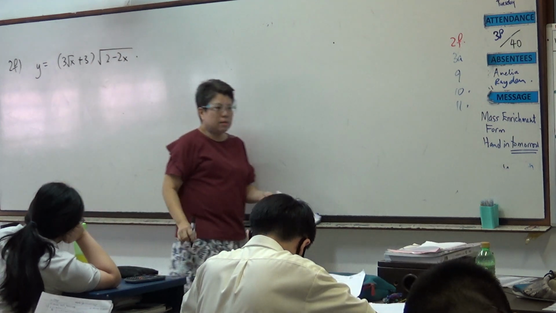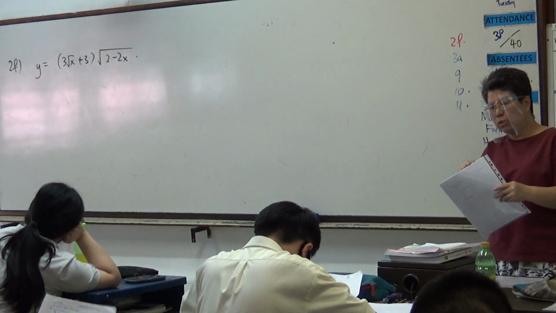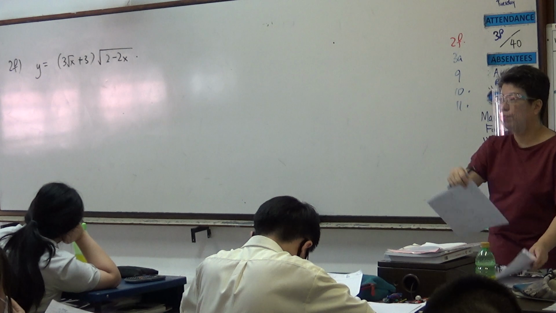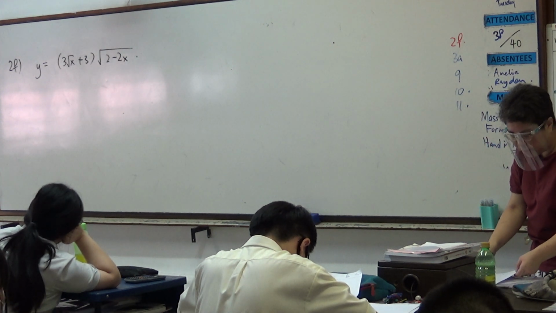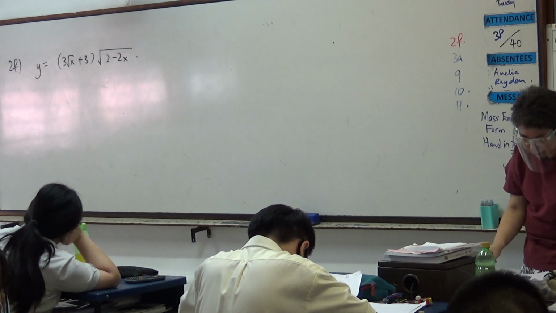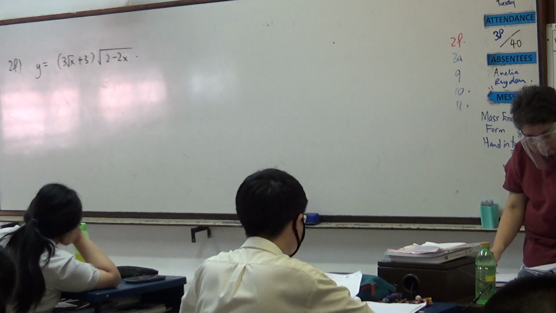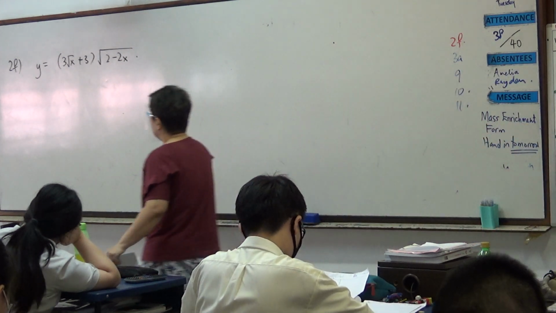Now, can you see that this is actually a product of two terms here? Can you see or not? It's a product of 2 terms. But these 2 terms can be quite difficult because of the square root sign. Everybody okay? Now I teach you. You don't stop.